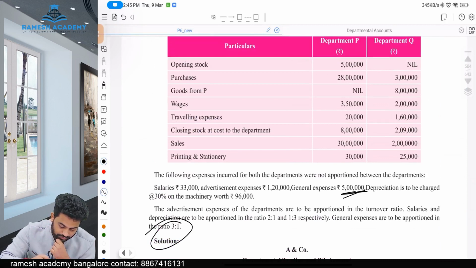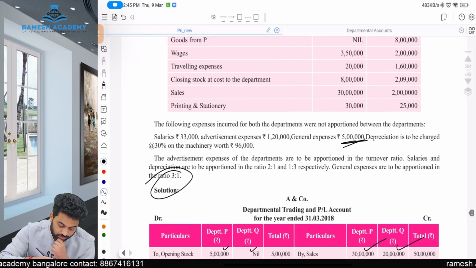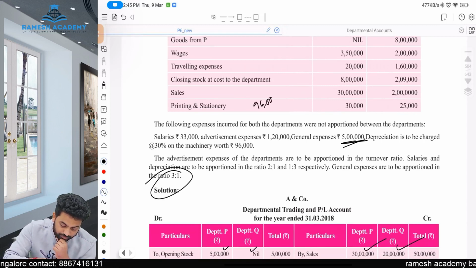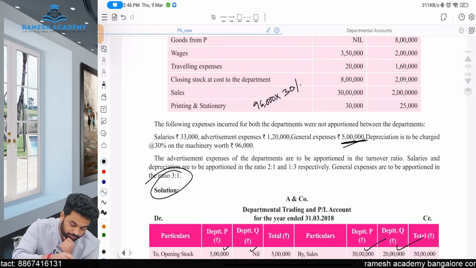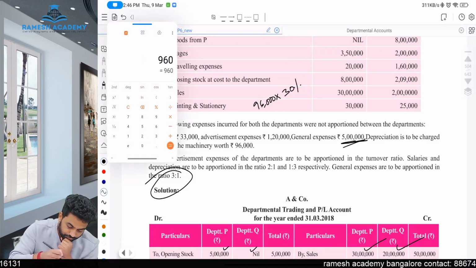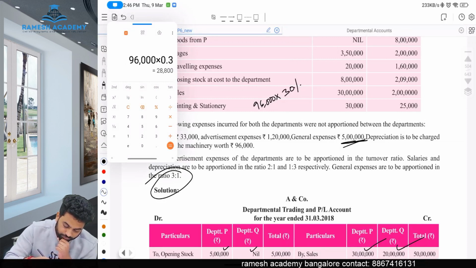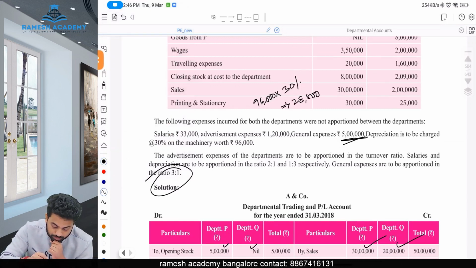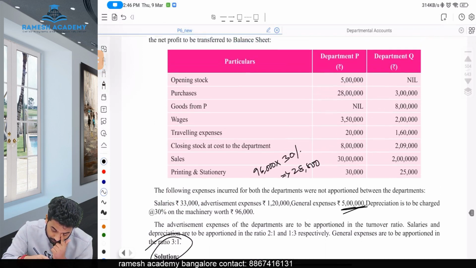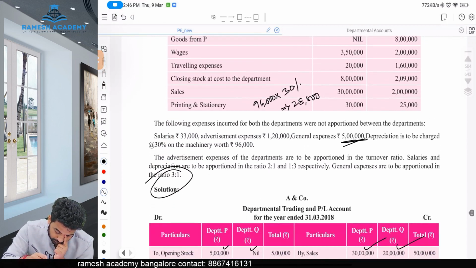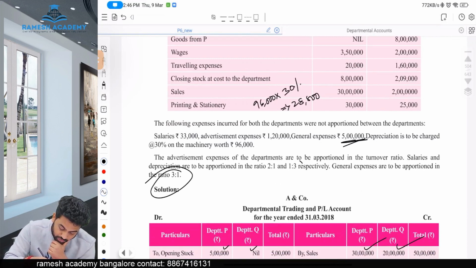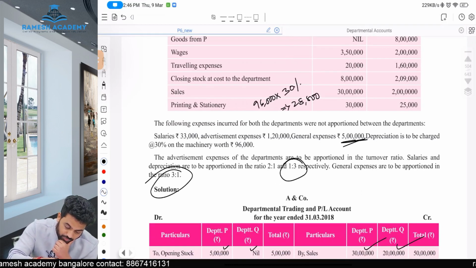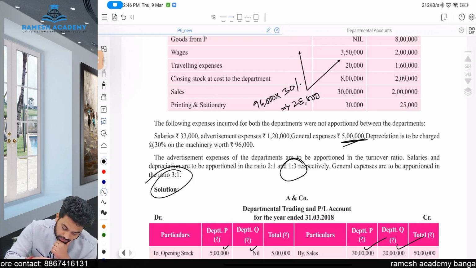Next is what? Depreciation is to be charged at 30% on 96,000. So 96,000 into 30% is the depreciation, which is 28,800. This is the whole organization's depreciation. This should be split between A and B, or departments P and Q. They are telling us salaries and depreciation are to be apportioned 2:1 and 1:3 respectively. So 28,800 should be apportioned in this ratio. Which ratio? 1:3.